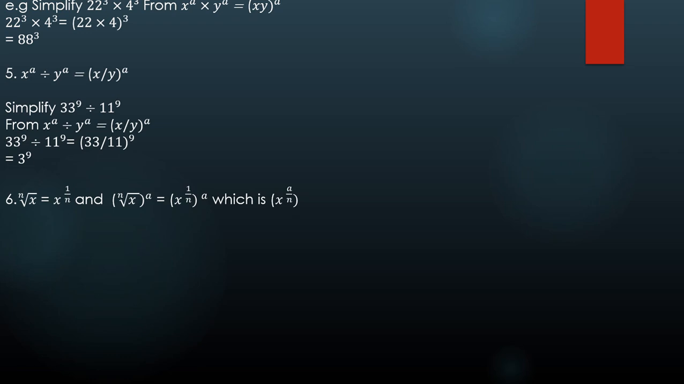Okay, so the sixth one, we have nth root of x is equal to x raised per 1 over n. So in a situation like this, it's telling us that when we see any kind of indices like this, nth root of x, we can easily write it as x raised per 1 over n. So if I say fourth root of x, I can write it as x raised per 1 over 4. Third root of x, I can write it as x raised per 1 over 3.